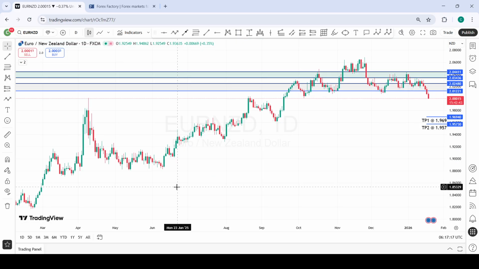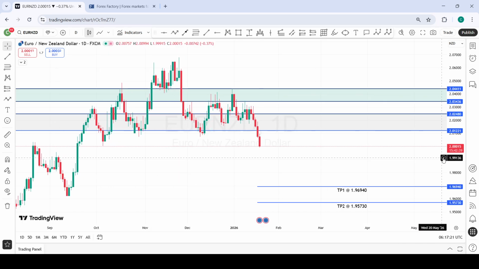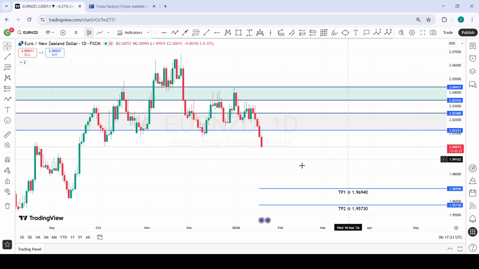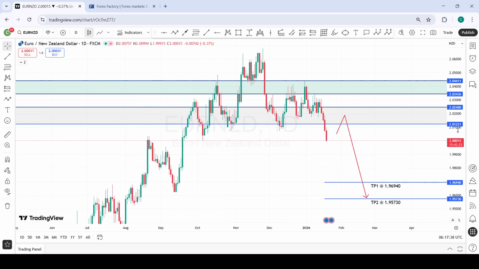We have here EURNZD. We have been anticipating this head and shoulder formation for a very long time, and price has currently committed itself. So going in this week, we'll be waiting for a possible pullback to the neckline of the head and shoulder and look for selling opportunities to the downside. So this head and shoulder is now very confirmed.